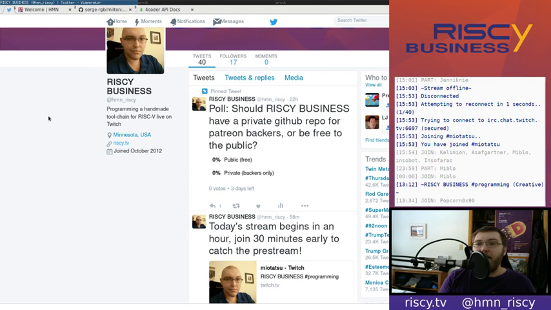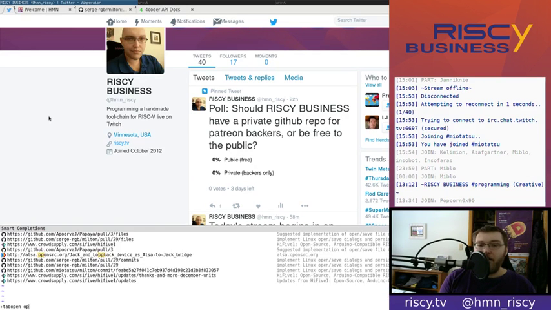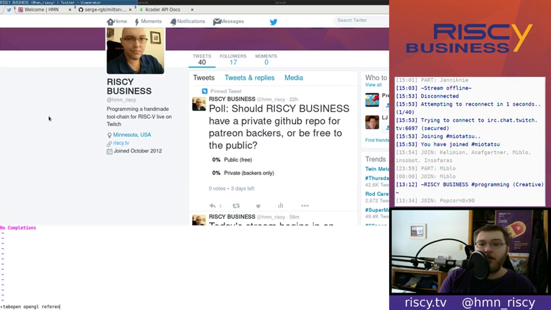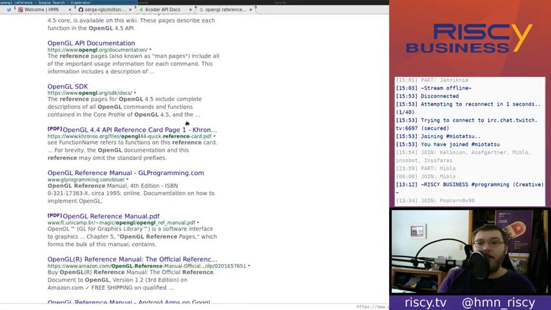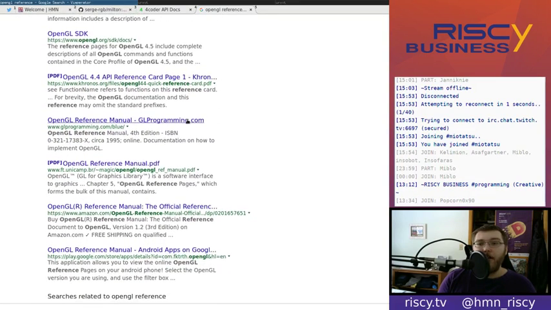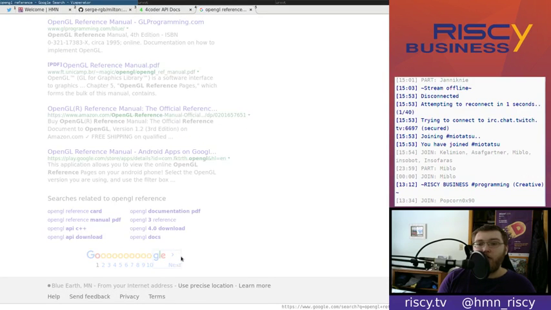Anyway, back to what we were saying. I want to find some OpenGL reference. And I know there are good OpenGL references out there. I was studying OpenGL at one time, but I stopped to do the series instead. So I know there are good sites for OpenGL references, but I don't remember what they are.